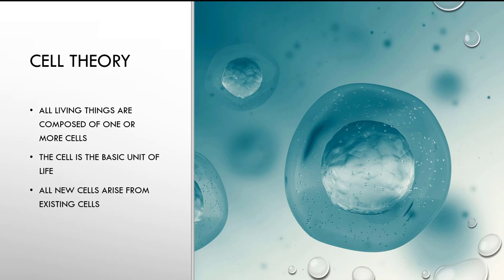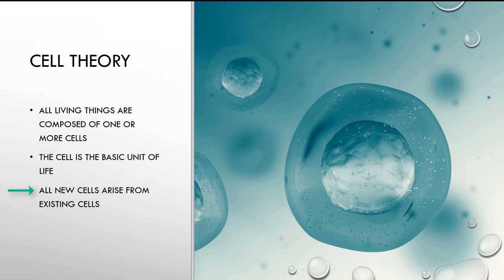So later on we figured out, okay, well, how did we end up with cells? And so finally the scientists came up with this theory called cell theory, which states that all living things are composed of one or more cells. We know that cells are the smallest unit of life, so all living things are made of at least one cell. And the cell is the basic unit of life, okay? And then the other part of this theory is that all new cells arise from existing cells.